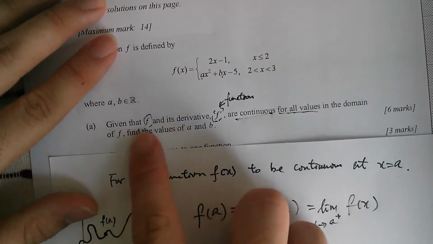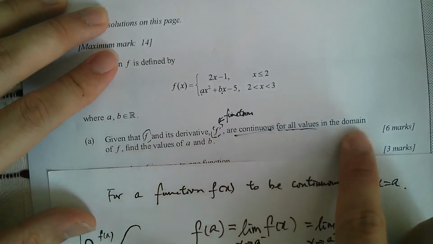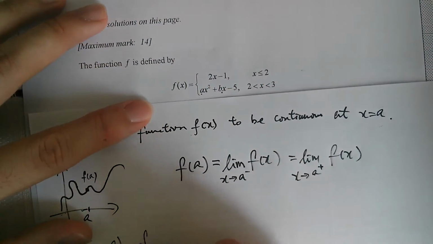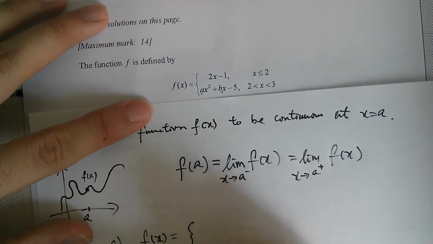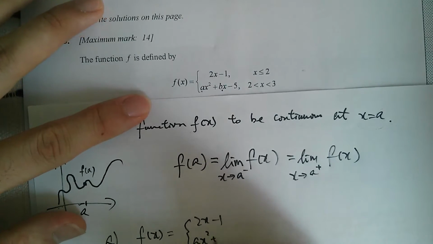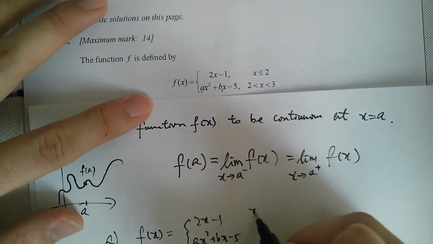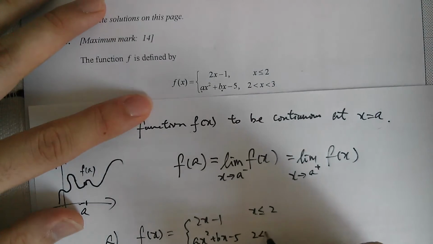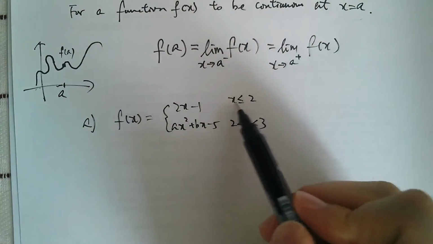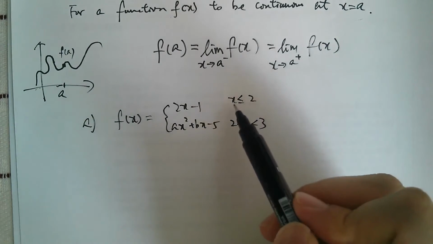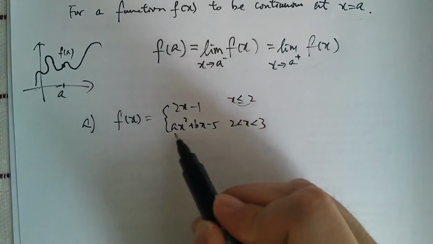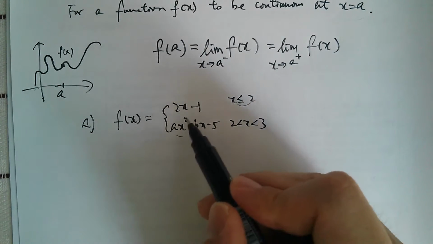So part A, given that f and f prime are continuous for all values, find a and b. So what is f(x)? Let me copy f(x). It's 2x minus 1 for x smaller than 2, and ax squared plus bx minus 5 for x between 2 and 3. Now, if you look at the function itself, this is a piecewise function, right? When x is before 2, this is just a straight line. When x is between 2 and 3, this is just a quadratic parabola.